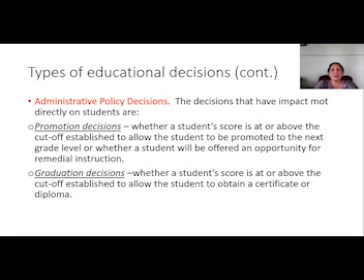These are decisions that have impact most directly on students. What are these two decisions that have impact on students? Promotion decisions and graduation decisions. Who are to be promoted? Who are to be retained? Who are to be graduated? Okay? Promotion, whether a student's score is at or above the cutoff, etc., etc.